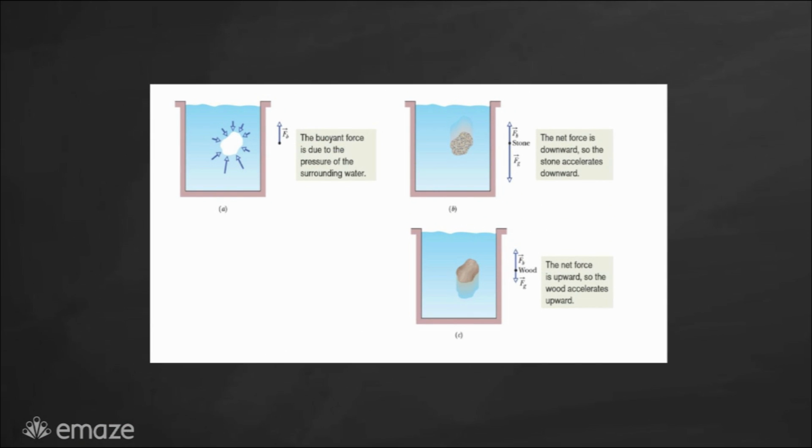For example, if we put a piece of rock on water, said rock will sink. Meanwhile, if we do the same with a piece of wood, it'll float on the water. Image A explains that the buoyant force is due to the pressure of the surrounding water. Image B shows that the net force is downward, so the stone accelerates downward. And image C shows that the net force is upwards, so the wood accelerates upwards.